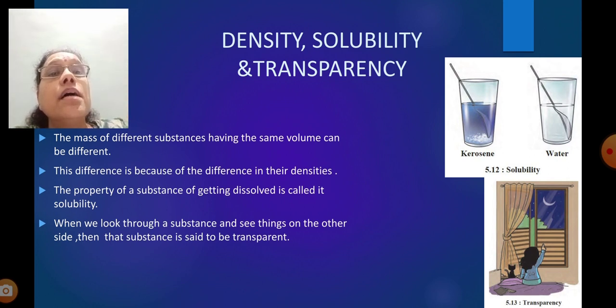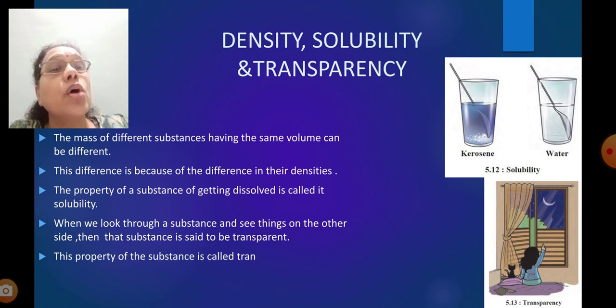When we look through a substance and see things on the other side, then that substance is said to be transparent. Here in the picture, one girl is looking through the glass window, and she is able to see the sky, stars and moon. That is a picture of transparency. This property of the substance is called transparency.